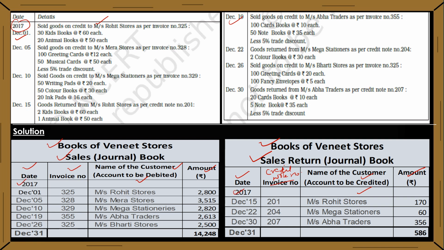Okay, sold goods on credit to Messrs. Rohit Store as per invoice number 325. So here it is sold goods. So we have to take it to the sales journal book. So date is December 1. See the sales journal book, December 1.